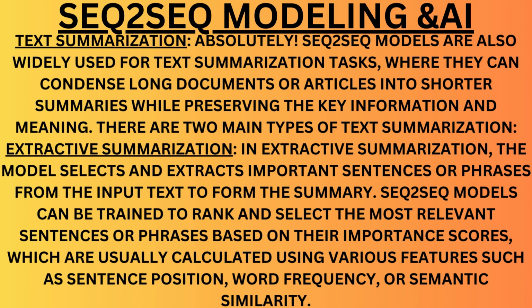Extractive summarization. In extractive summarization, the model selects and extracts important sentences or phrases from the input text to form the summary. Sequence-to-sequence models can be trained to rank and select the most relevant sentences or phrases based on their importance scores, which are usually calculated using various features such as sentence position, word frequency, or semantic similarity.